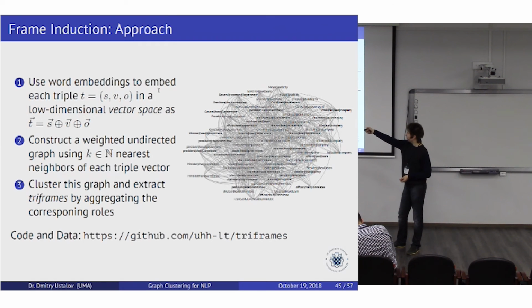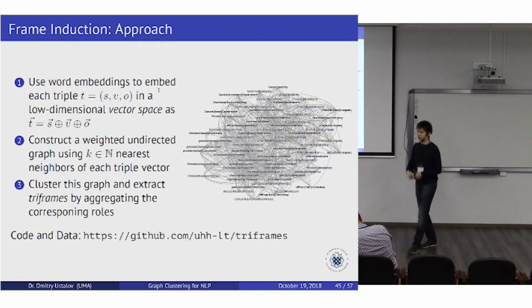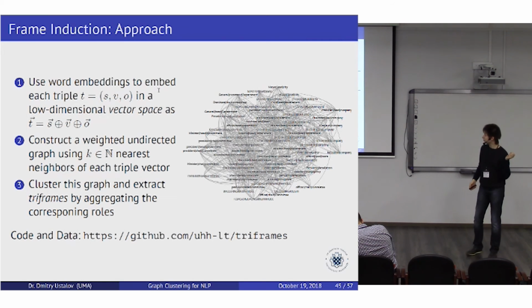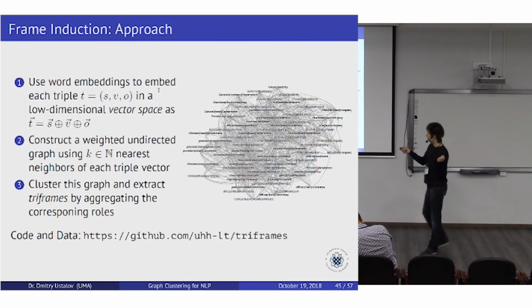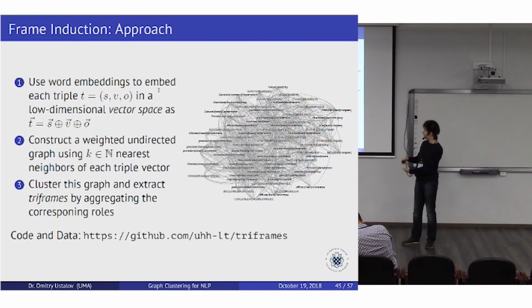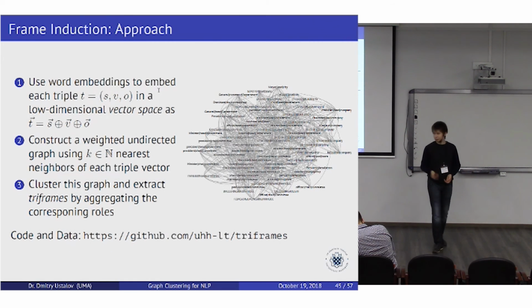We map this triple in a low-dimensional vector space by concatenating embedding vectors. We construct a graph using nearest neighbors. Here's the graph. Each node is a triple, and we use graph clustering algorithms to aggregate the frames, and that's it. So we get 3 frames, like subjects, verbs, and objects.